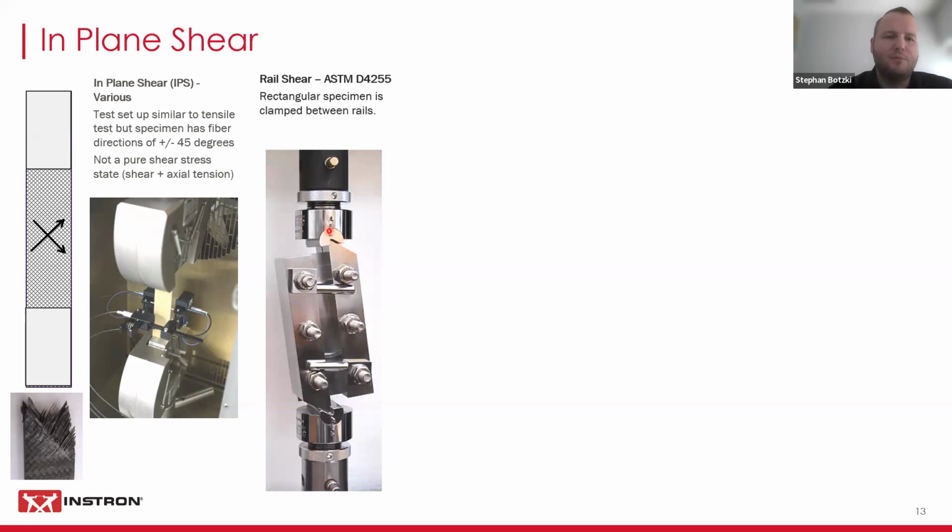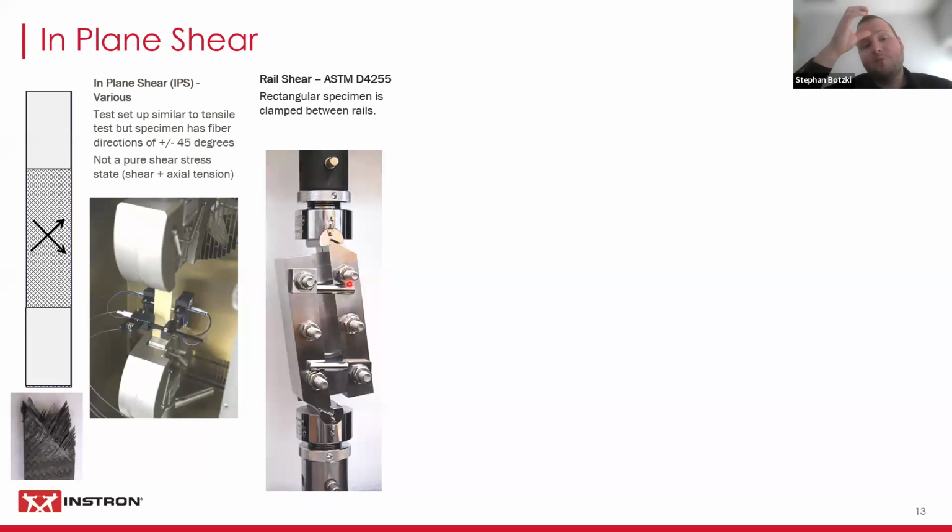Something that's a little bit more towards pure shear would be the ASTM D4255. It uses a rectangular specimen, which is clamped between rails, like you can see here. Now, for the D4255, there's two different procedures. There's a 2-rail and a 3-rail fixture. Both fixtures can be used in tension and in compression. And you would use a laminate of balanced and symmetric construction with the 0-degree fibers oriented either parallel or perpendicular to the fixture rails here.